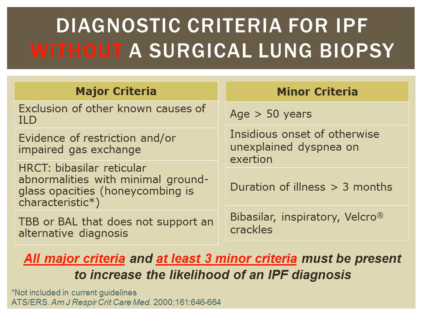Minor criteria include age over 50, insidious onset of unexplained dyspnea, duration of illness greater than 3 months, and bibasilar inspiratory velcro crackles. To make the clinical diagnosis, it's necessary to have all major criteria and at least 3 of the minor criteria, and a high likelihood that this disease process will be UIP precludes the necessity of the patient undergoing an open lung biopsy.